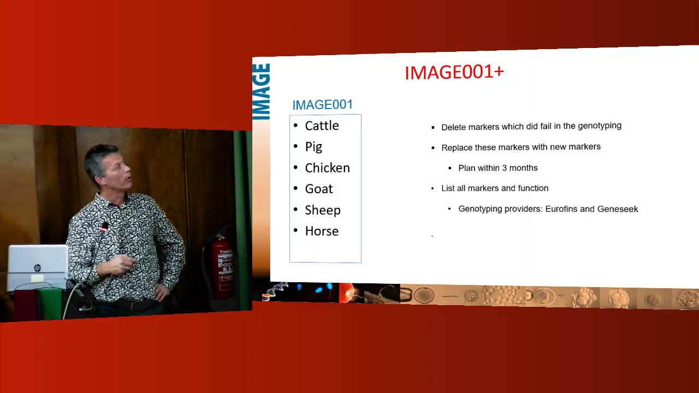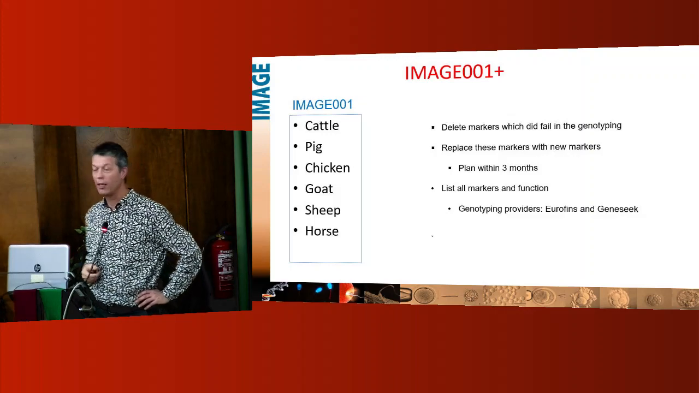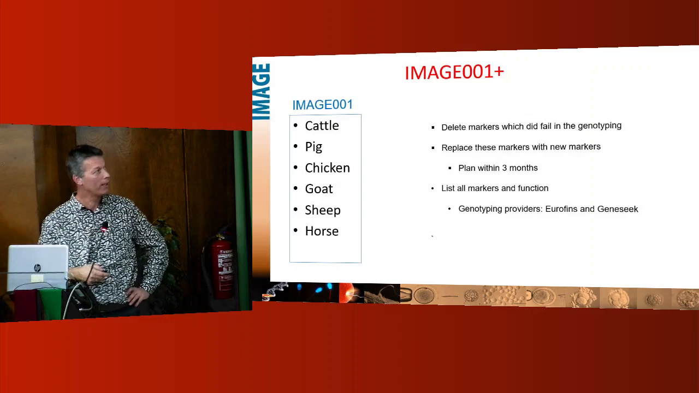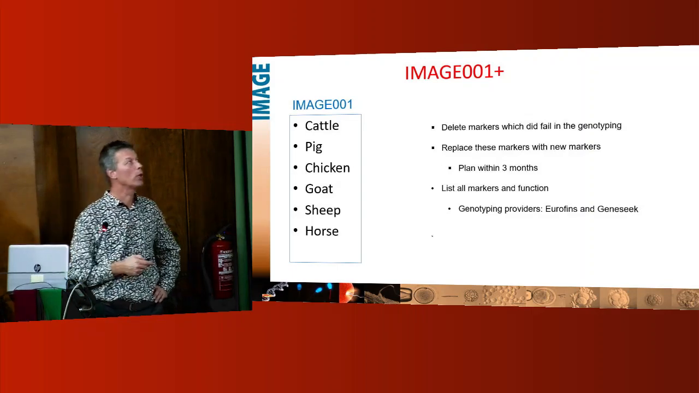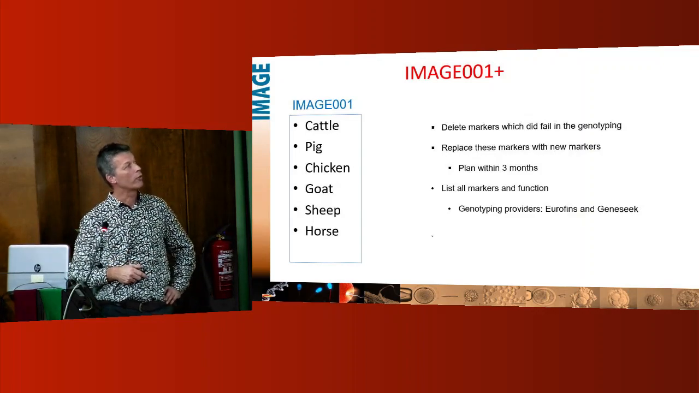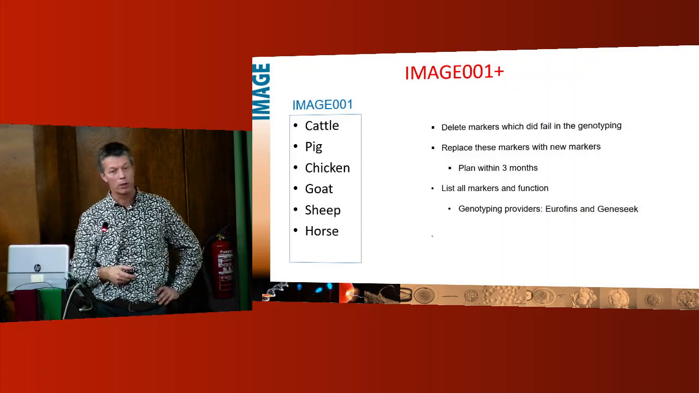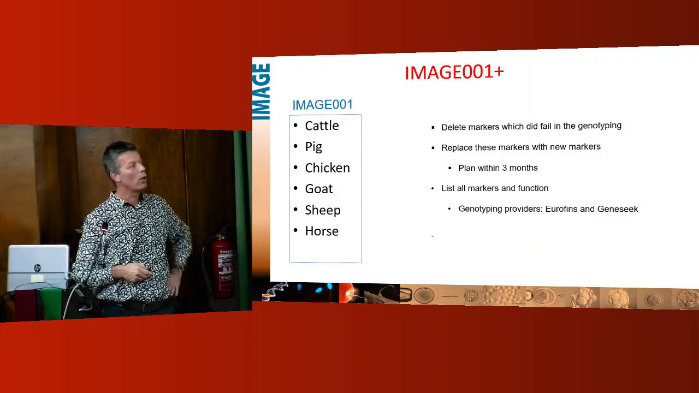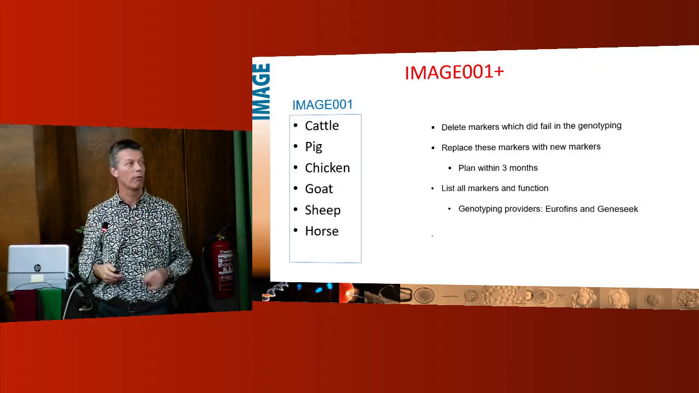So it's there, you can use it, but there will be an update. The update will be an image 001 plus, I call it for the time being, because there are markers which are not working efficiently, so we can replace them. We can do that in one go for all different species. We can delete markers and replace them with new markers. So if there are still interesting markers which you want to add, please let us know. The plan is to do that within 3 to 6 months, but I have to see how things evolve.